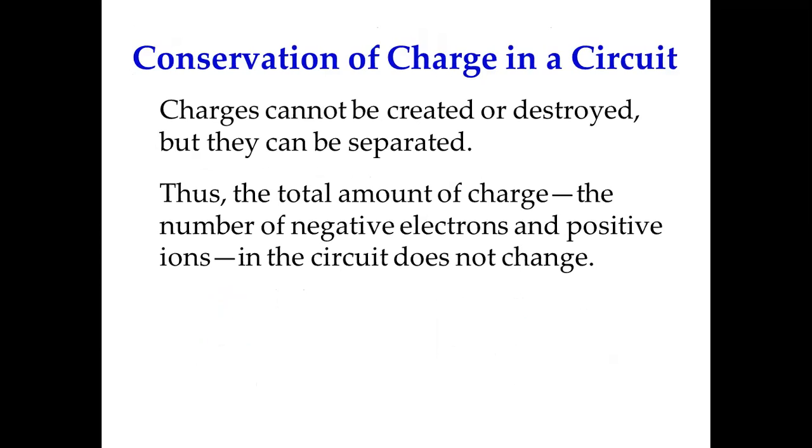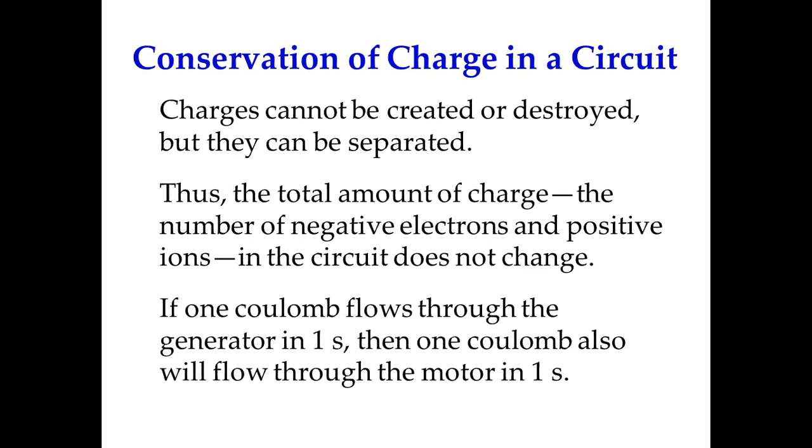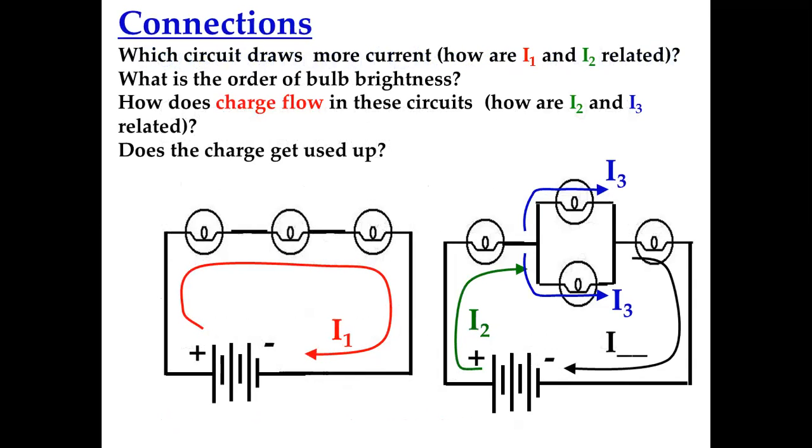Conservation of charge in a circuit. Charges cannot be created nor destroyed, but they can be separated. The number of negative electrons and positive ions in the circuit does not change. It means that charge is a conserved quantity.